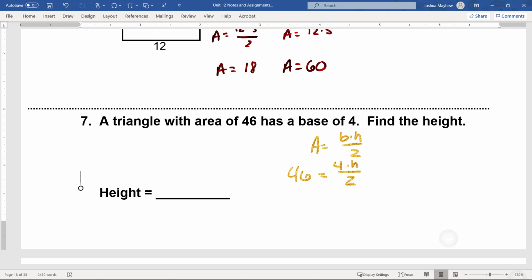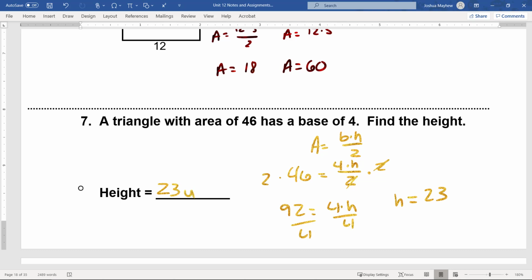So let's solve. I'm going to get rid of my fraction, multiply both sides by 2. Get 92 is 4 times h. Opposite of multiplication is division. Divide by 2. H is 23, so the height is 23 units.